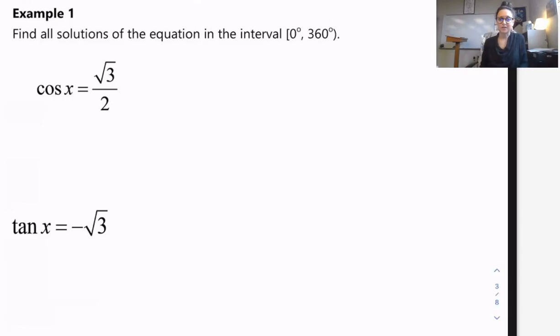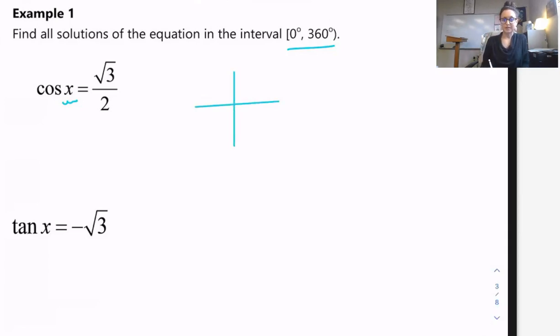So we are trying to find all solutions of the equation given below in the interval 0 to 360 degrees. This tells me that my answer or answers will be some angle between 0 and 360 in degrees. I'm trying to find the angle that makes this a true statement. Let's figure out where on the unit circle we need to be so that cosine is square root of 3 over 2.